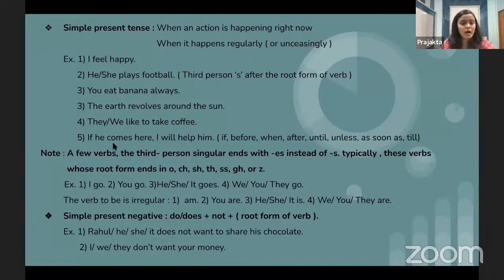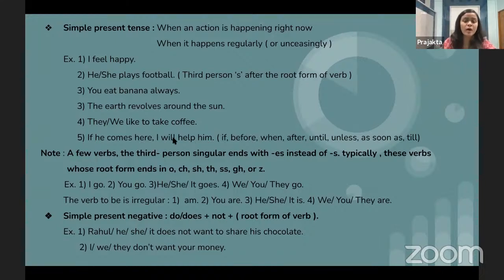So in this sentence, we cannot use any helping verb after if. Okay, so ये क्या है, क्या होगा, कभी, ये ऐसे जो examples होते हैं. If he comes here, अगर वो यहाँ आएगा. Okay, so I will help him.